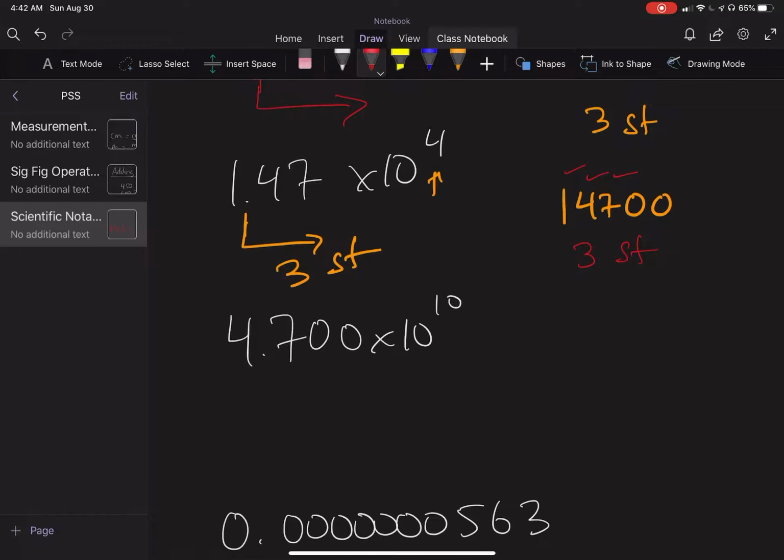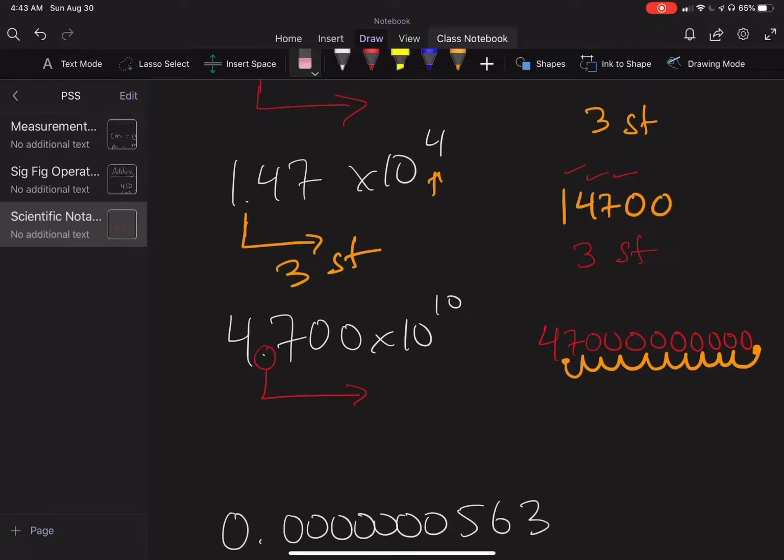Next one, 4.700 times 10 to the 10th. We're going to take our decimal right here and move it to the right 10 times. So 4700, that's 3 places moved. Now I have to add 7 more zeros. 1, 2, 3, 4, 5, 6, 7. So let's check that we did it correctly. The decimal was right here. We moved it 1, 2, 3, 4, 5, 6, 7, 8, 9, 10 times.